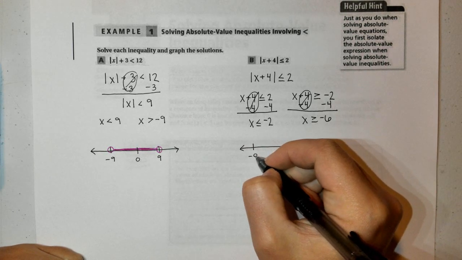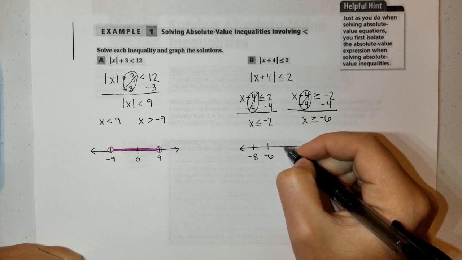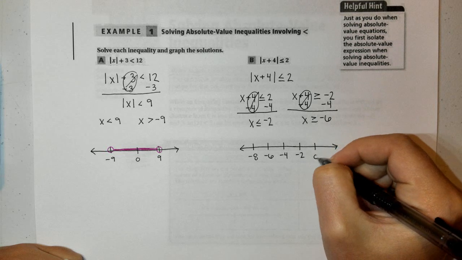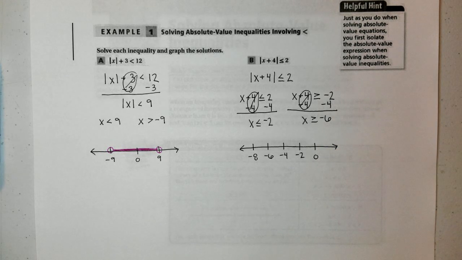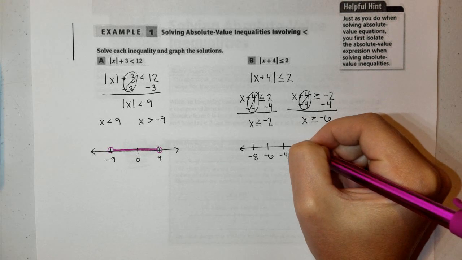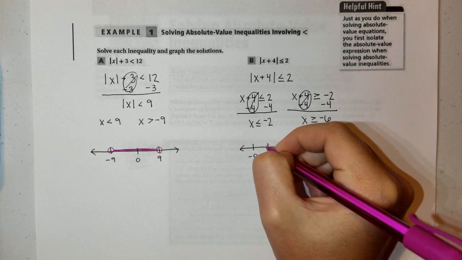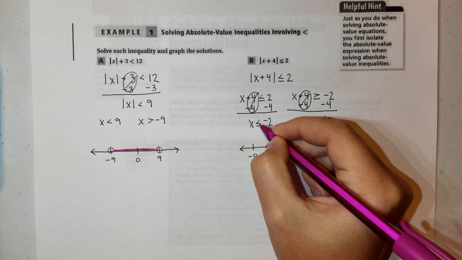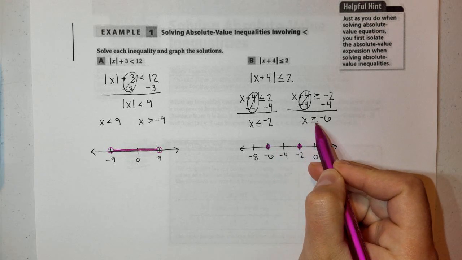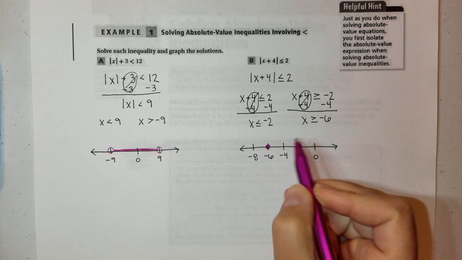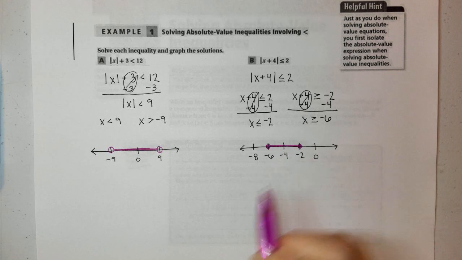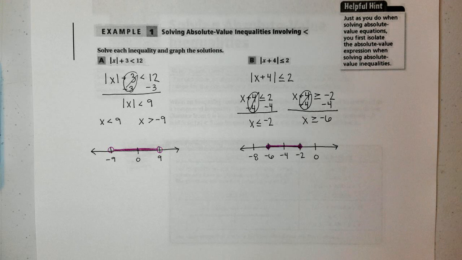So I have -8, -6, -4, -2, 0. I'm going to have a closed dot at -2 and a closed dot at -6. x is less than or equal to -2, so I'm shading to the left. x is greater than or equal to -6, so I'm shading to the right. So I'm shading the space in between. So that is what my graph would look like for part B.